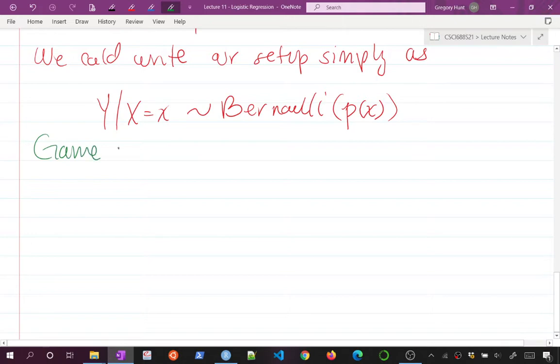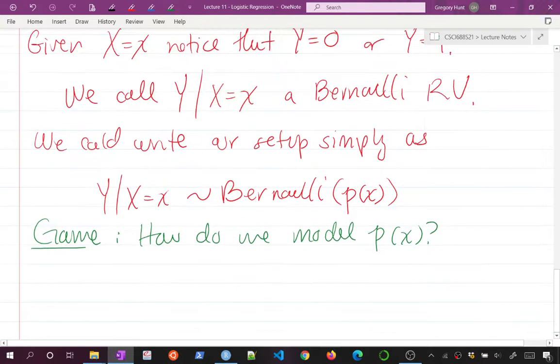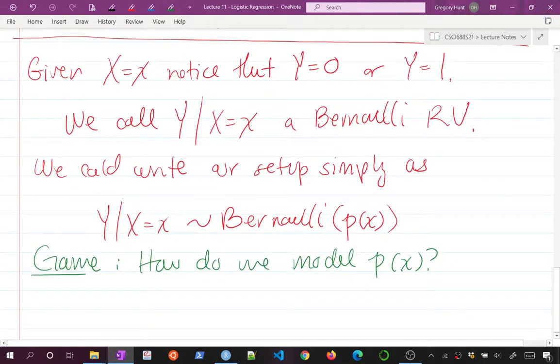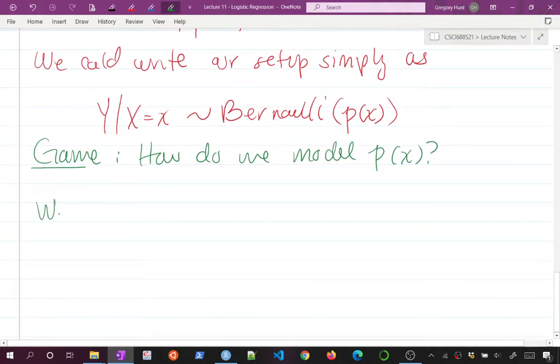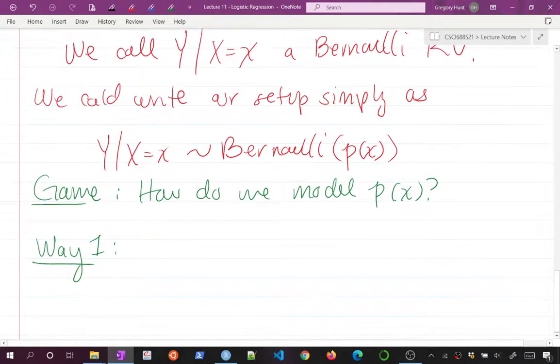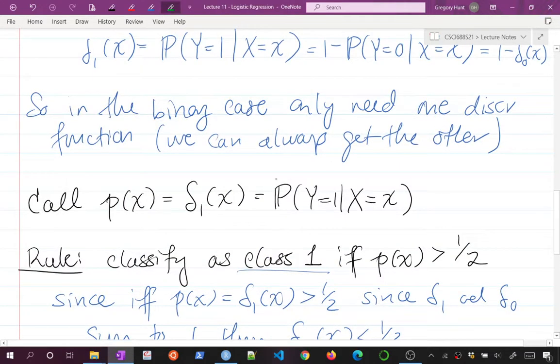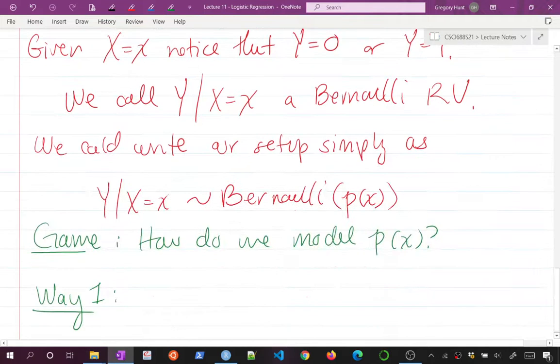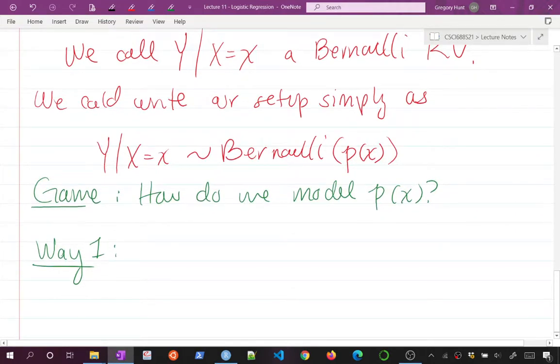So let me say this. The game here, basically at this point, is how do we model this p of x? How can we model this? Up to this point, I'm just generically describing basically binary classification, where we have this one little assumption that we're going to correctly model this probability, and so my discriminant function is going to add to 1. I haven't even said that the discriminant functions are positive.